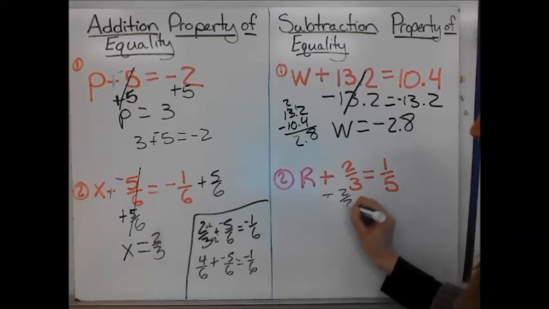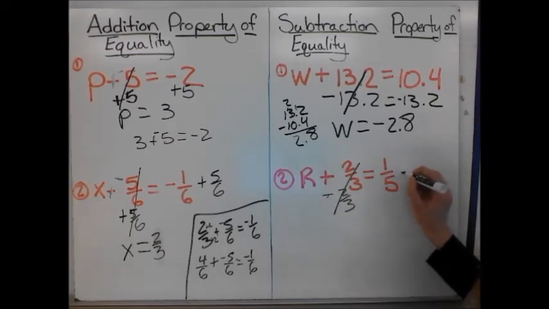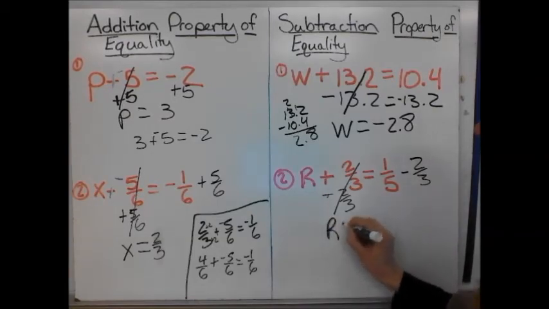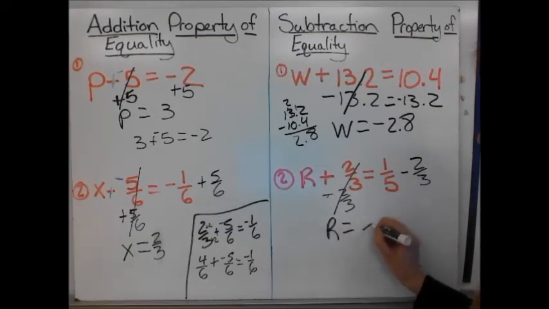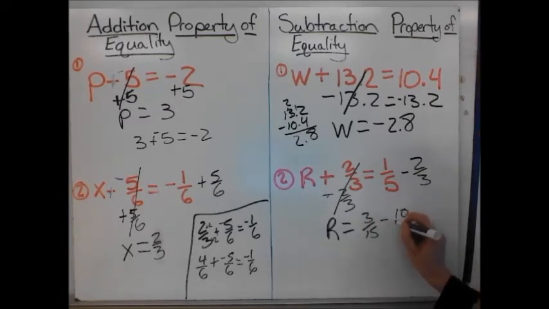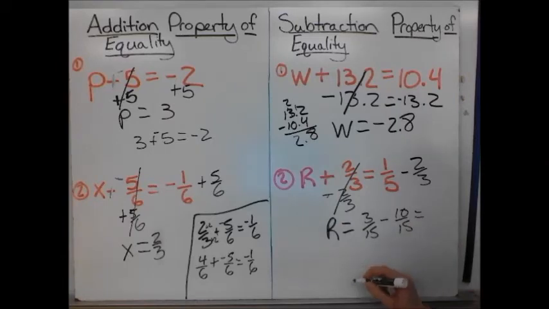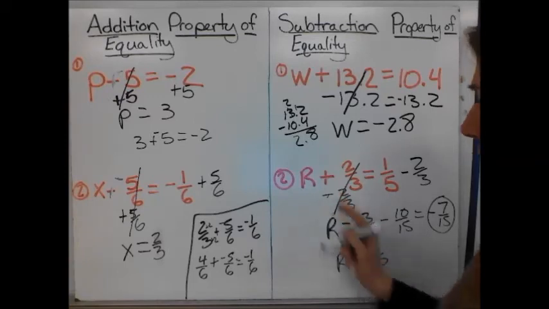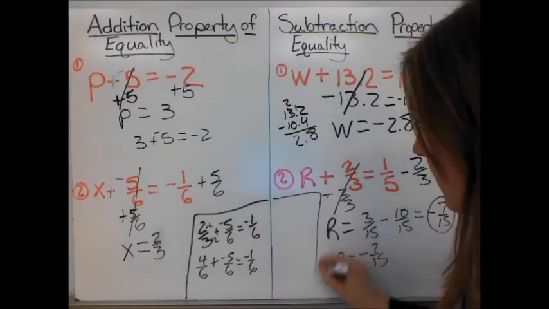All right, let's go to r plus 2/3 equals 1/5. I'm going to subtract 2/3 from both sides. I got to get a common denominator. R equals 3/15 minus 10/15, which equals -7/15. So R equals -7/15, and I want to go back and plug that in for R right here.